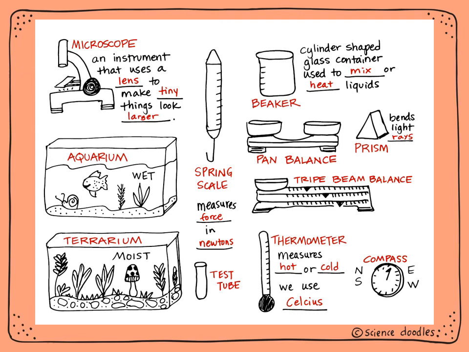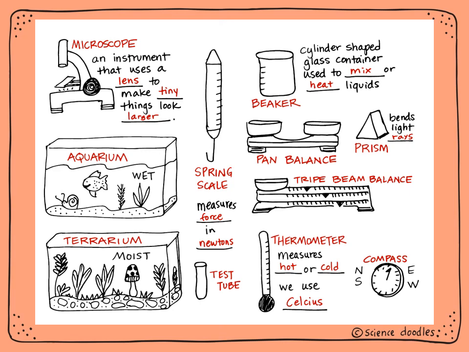Okay, so here's a page that has a lot of our different tools on it. We have our microscope, which is an instrument that uses a lens to make tiny things look larger. We have aquarium and terrarium. We will not use those this year, but it's good to know the difference. An aquarium has water in it, and a terrarium does not really have water in it, but it does have soil that is moist. A spring scale measures force in newtons.